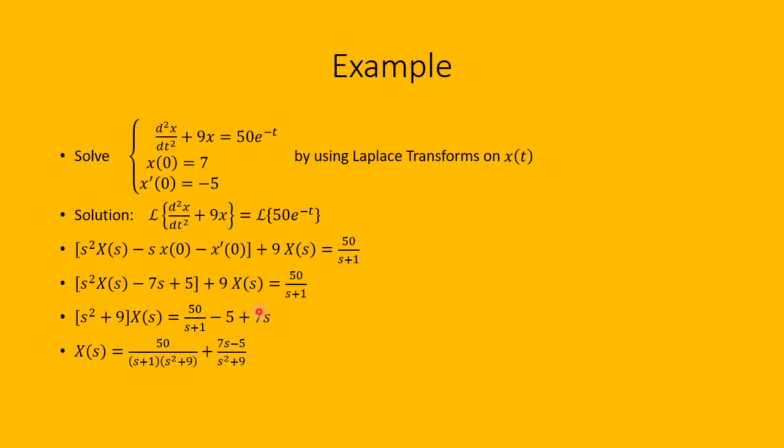Okay, well, let's collect like powers of s again. We can write this equation as s squared plus 9 times X of s. Now where did that come from? We have s squared X of s plus 9 X of s, so these two terms give us this. On the other side, we have 50 over s plus 1. I'll subtract 5 from both sides of the equation, and I'll add 7s to both sides of the equation.